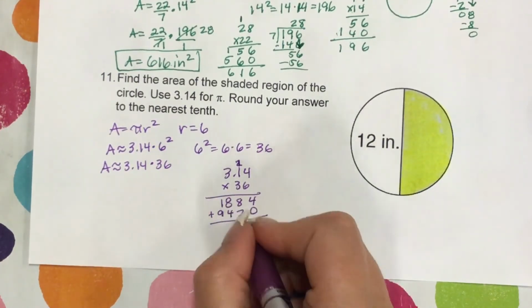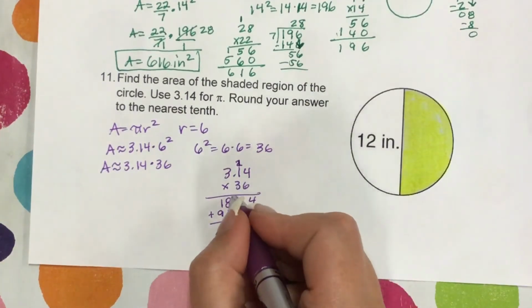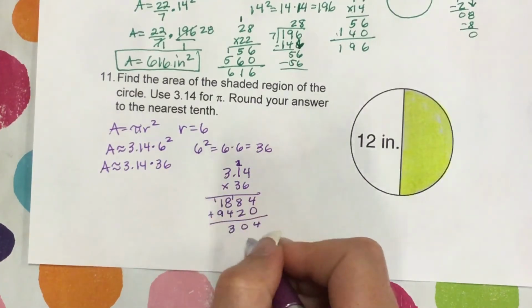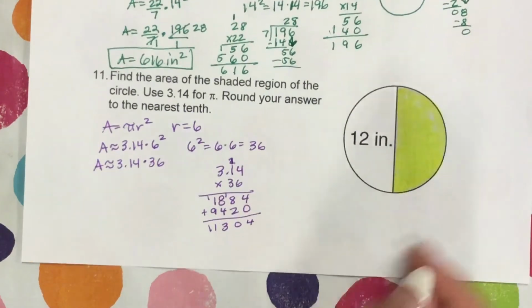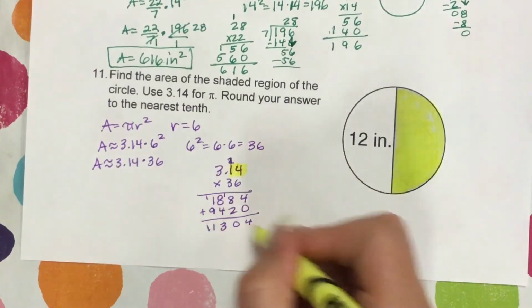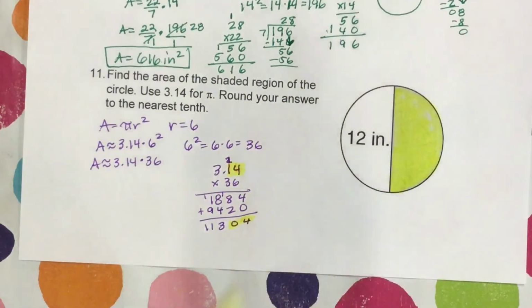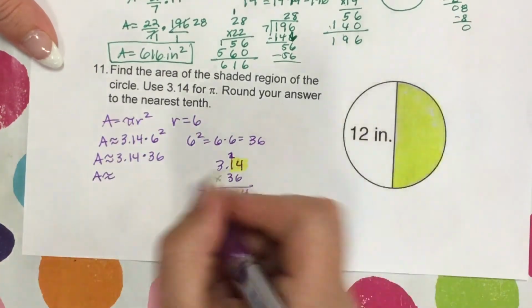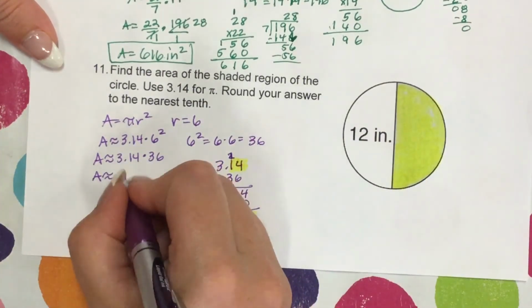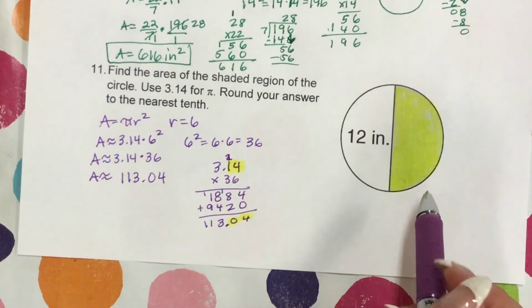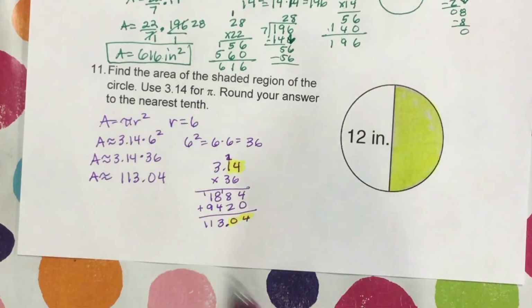And then we add. 4 plus 0 is 4. 8 plus 2 is 10. Write the 0, carry the 1. 4 plus 8 is 12, plus 1 is 13. Write the 3, carry the 1. 9 plus 1 is 10, plus 1 is 11. So now we just need to determine where to put that decimal. We count up all the decimal places in the problem, and there's 1, 2. That means there's going to have to be 2 in our answer as well. So the area of the entire circle is approximately 113.04. But I need to find the area of the shaded region, which is going to be half of this.